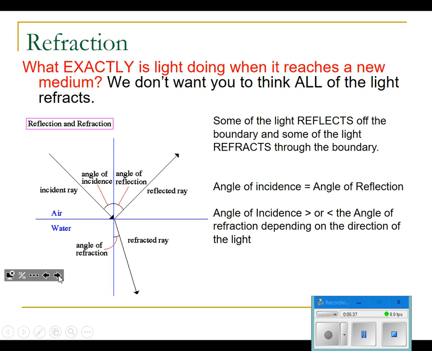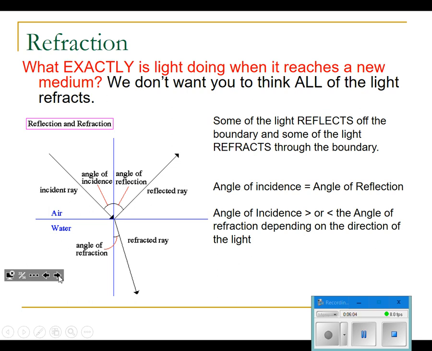So the angle of incidence is always going to be equal to the angle of reflection. We learned that law in our reflection section. But the angle of incidence will be greater than or less than the angle of refraction, depending on the direction of the light, depending on whether it's going from a higher index of refraction to a lower index of refraction, or from a lower index to a higher. It does different things. And so we'll talk a little bit more about that.